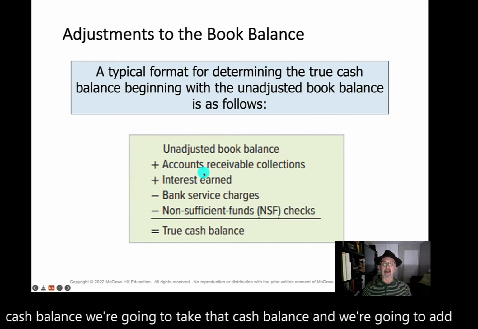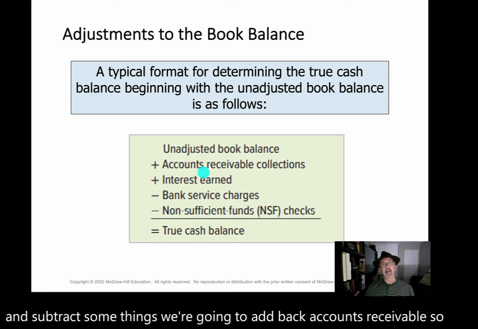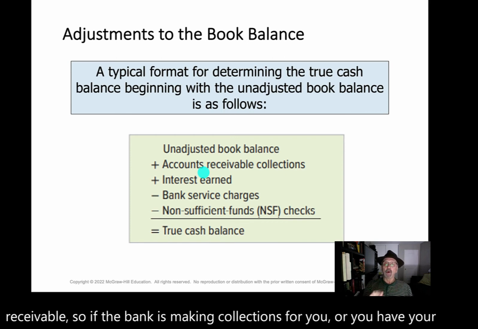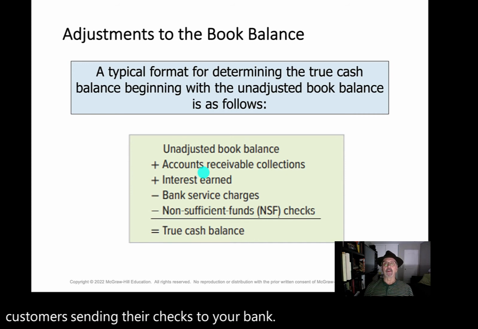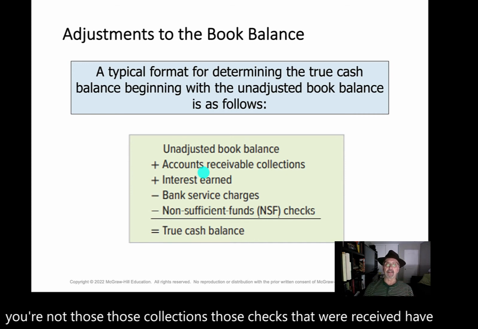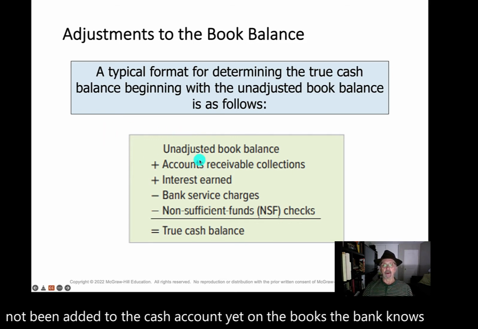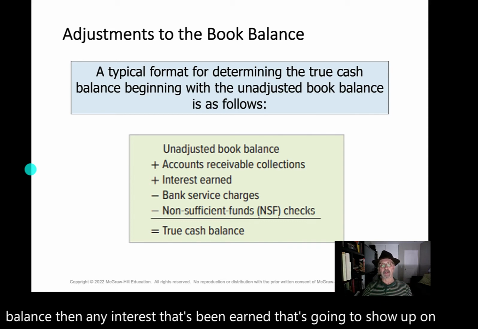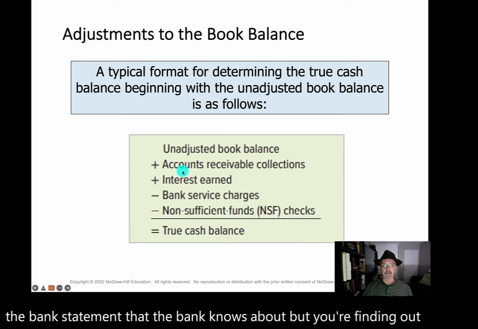We're going to take that cash balance and we're going to add and subtract some things. We're going to add back accounts receivable. So if the bank is making collections for you, or you have your customers sending their checks to your bank, those collections, those checks that were received have not been added to the cash account yet on the books. The bank knows about them, but you don't. So we're going to add those in to the book balance.